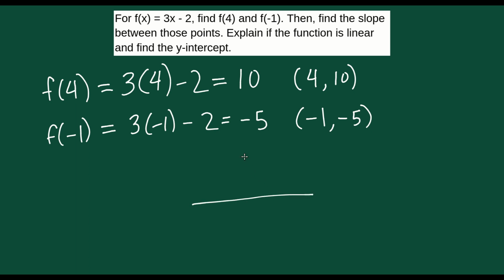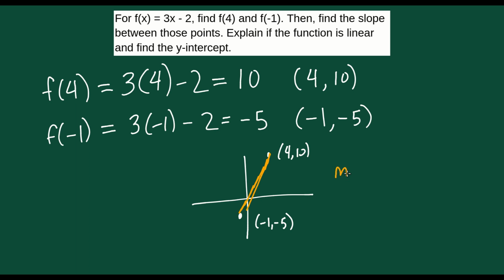So if we were to graph these, 4, 10 might be somewhere approximately there, with negative 1, negative 5, somewhere approximately there. Okay. So whatever our slope is between these 2 points, we know it's going to be positive. Well, slope is defined as the change in y over the change in x. So how much are we going up, how much are we going to the right?